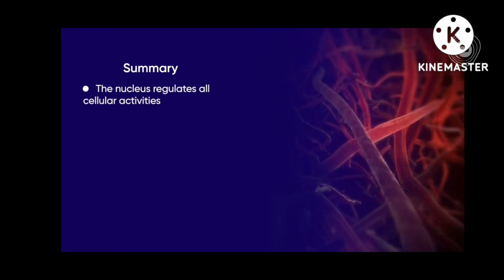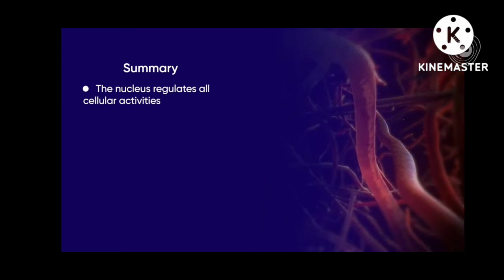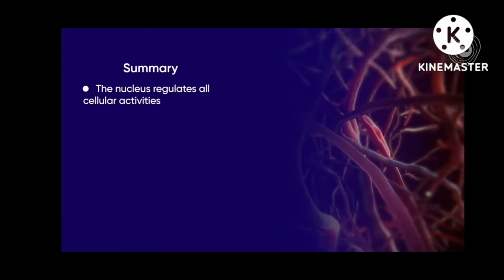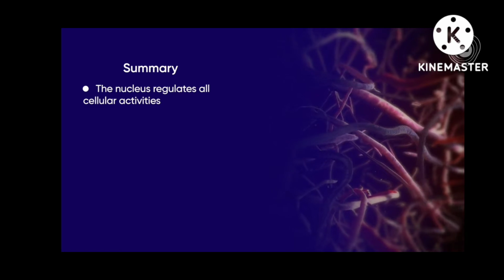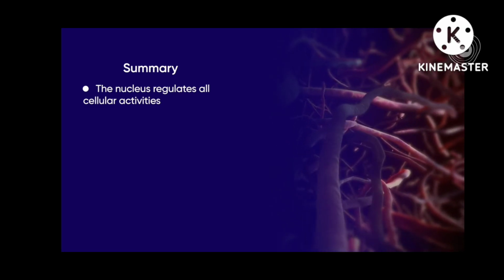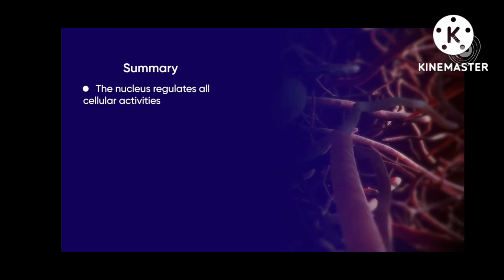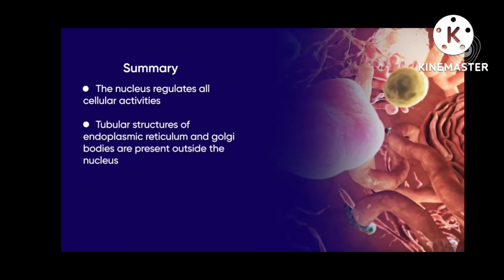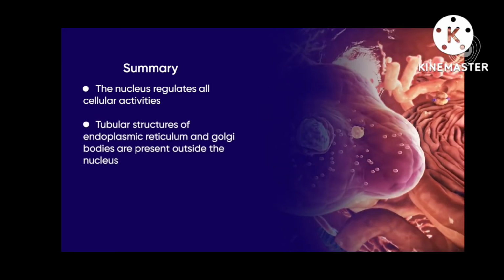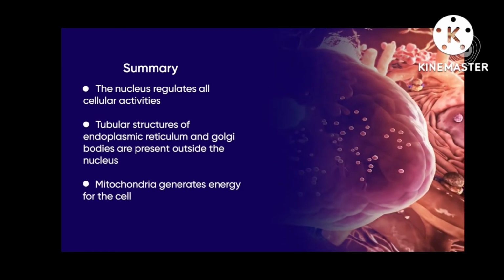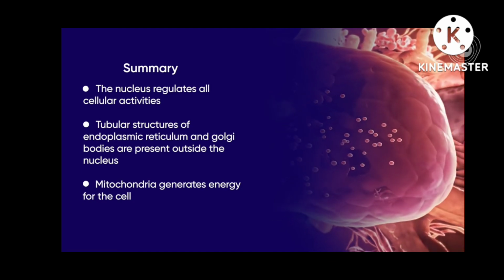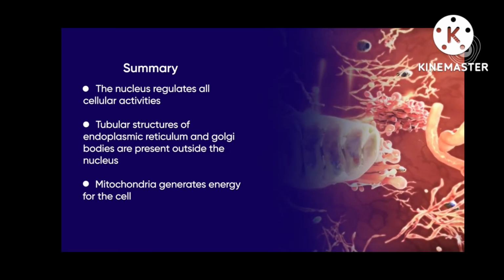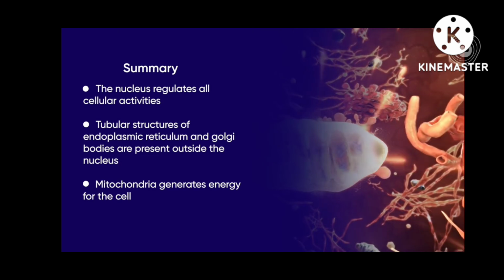Inside the cytoplasm, we see the third part, a large spherical structure called the nucleus. It is the control center for all activities of the cell. Outside the nucleus, tubular structures of ER, ribosomes and Golgi bodies are seen. The cell gets the energy to work from the mitochondrion.